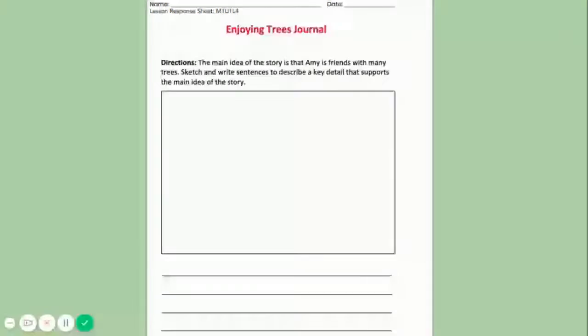So we are going to use this paper in your packet. If you don't have the packet, that's okay. You can pause the video and draw this chart if you want to on any piece of paper. We know that the main idea of the story is that Amy is friends with many trees. We are going to write a sentence and draw a picture to describe a key detail that supports the main idea of the story.